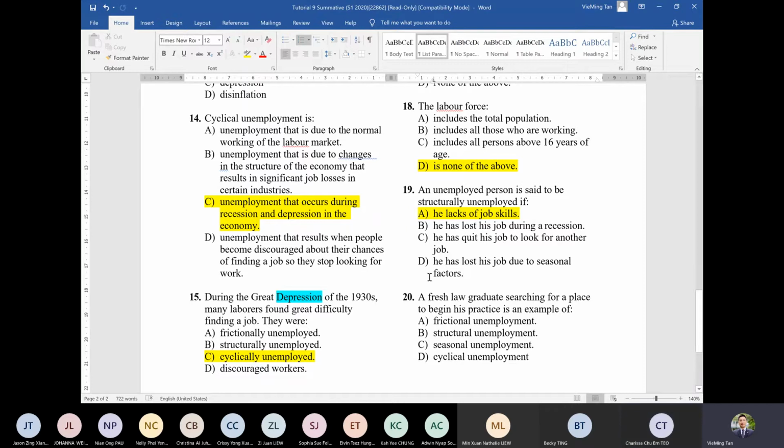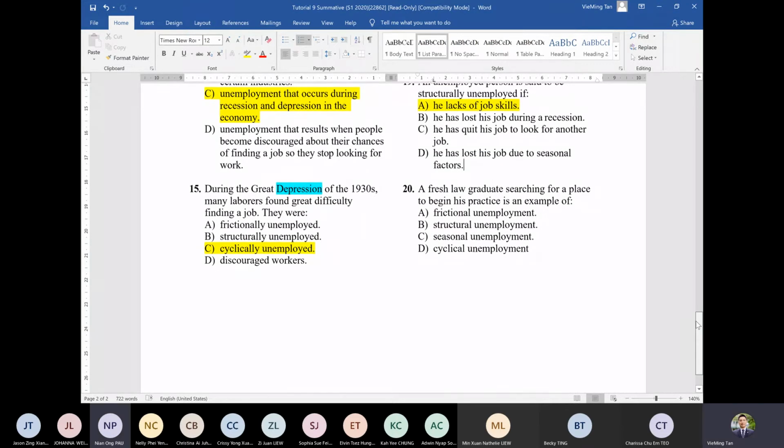Okay, then question number 20. A fresh law graduate searching for a place to begin his practice is an example of frictional unemployment. A is the answer.